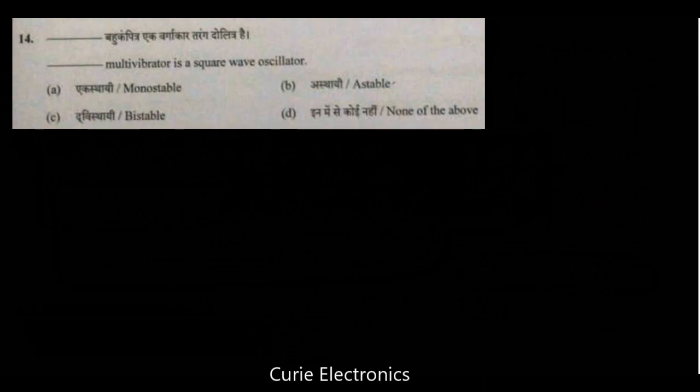Next question. Dash multivibrator is a square wave oscillator. Astable multivibrator is a square wave oscillator. This monostable gives one pulse like this. This is also known as single shot or monostable. Bistable means it has got two states, just like a flip-flop.